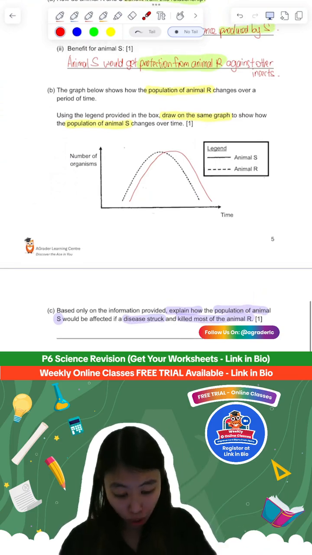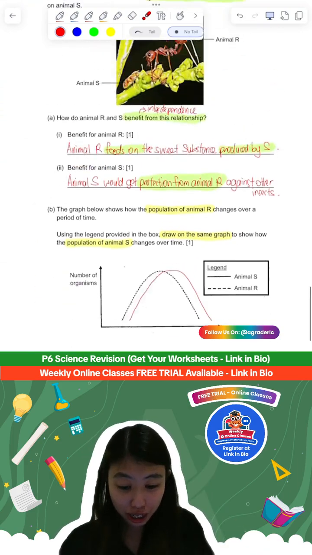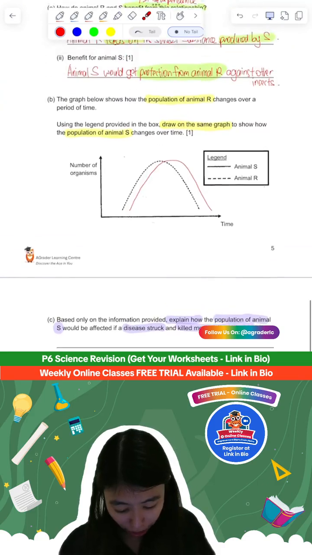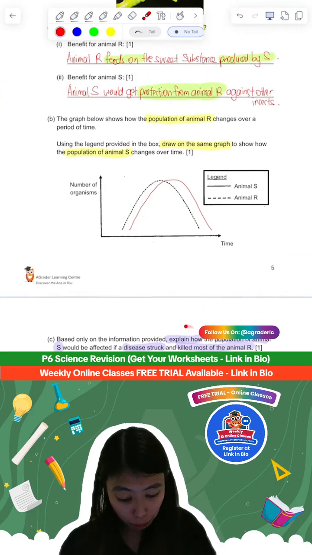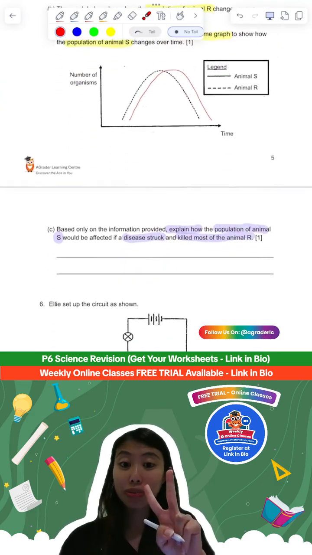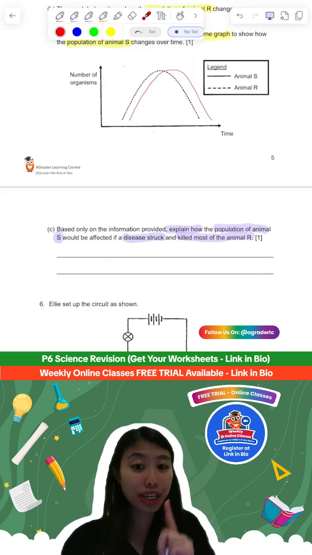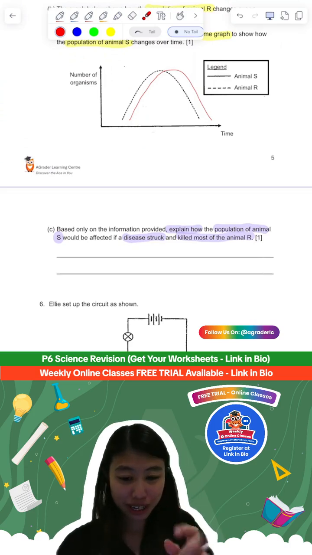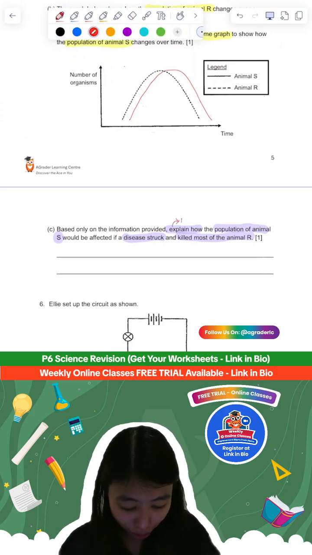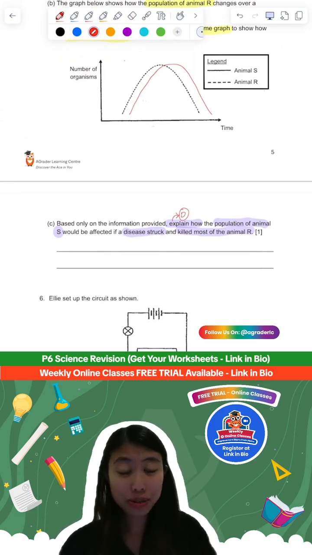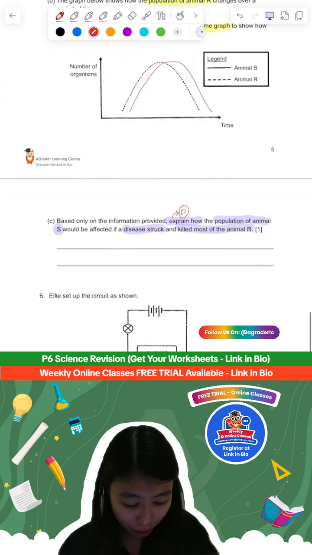So based only on the information provided, we have to explain how animal S will be affected. When they say explain, it means it is a two-step answering technique if it is not an experiment. I'm very sure those of you in A-grader should know. Firstly, you need to describe how R helps S, the benefits.